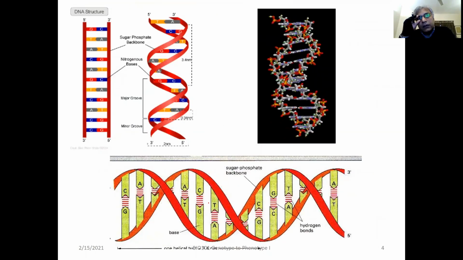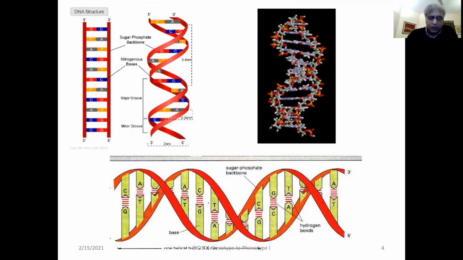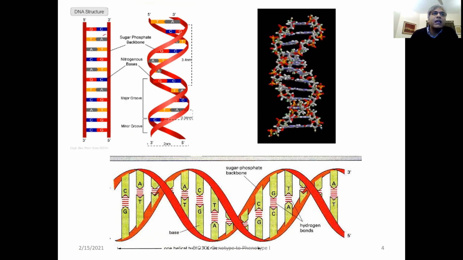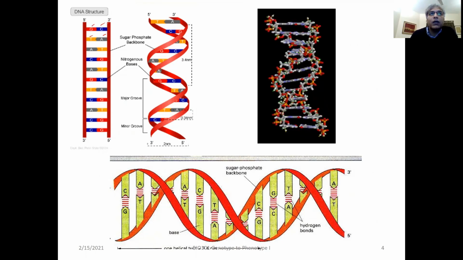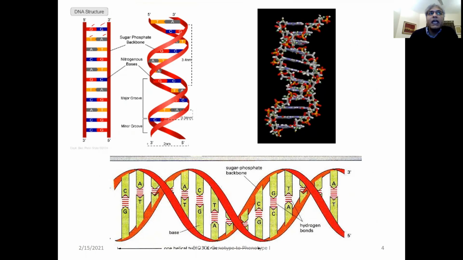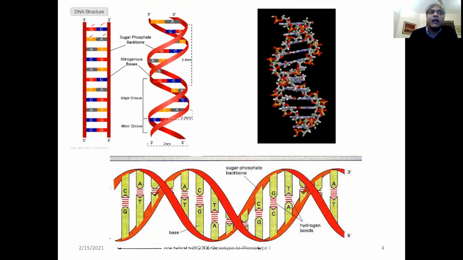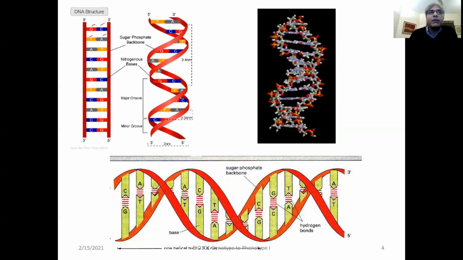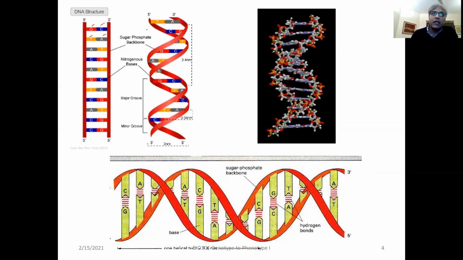Now, you already know that there are 4 nitrogenous bases. So A always pairs with T, G always pairs with C. So guanine always pairs with cytosine, adenine always pairs with thymine in DNA. And they are paired, they are bound through hydrogen bonds. So guanine and cytosine make 3 hydrogen bonds, adenine and thymine make 2 hydrogen bonds.